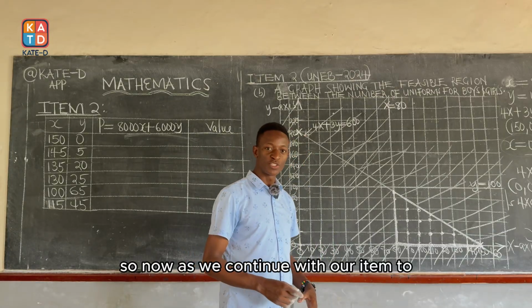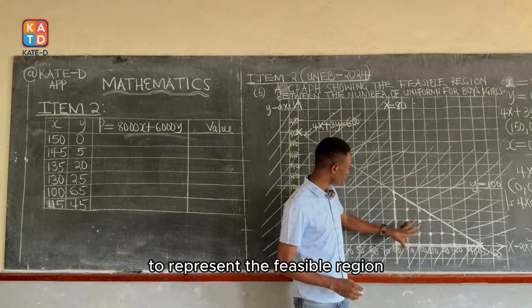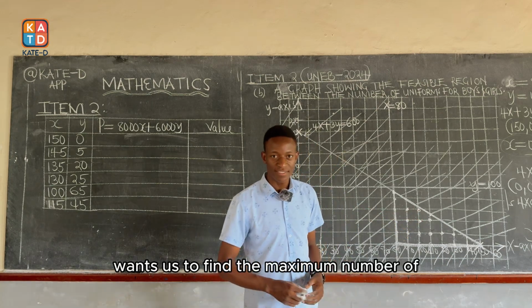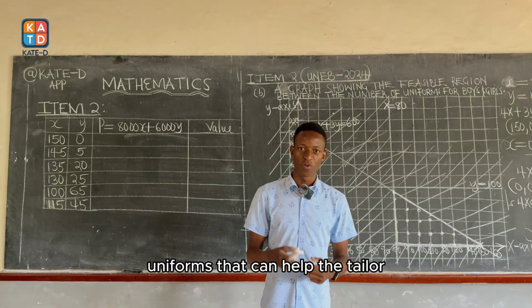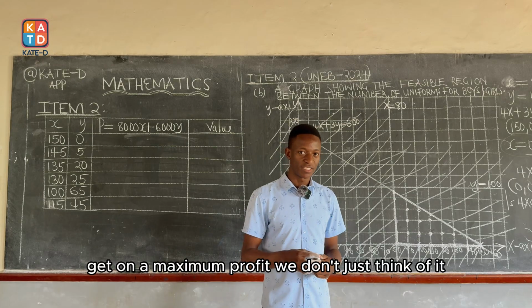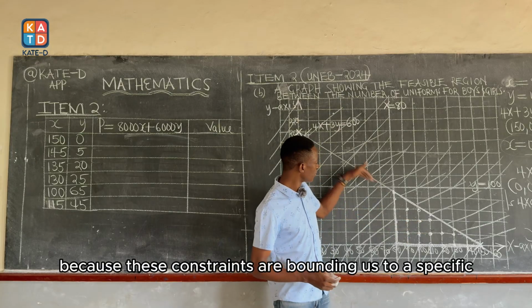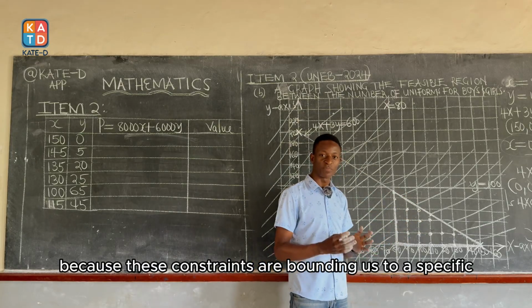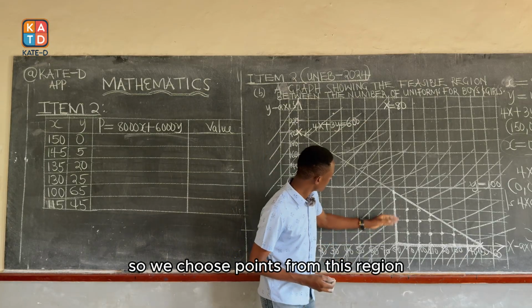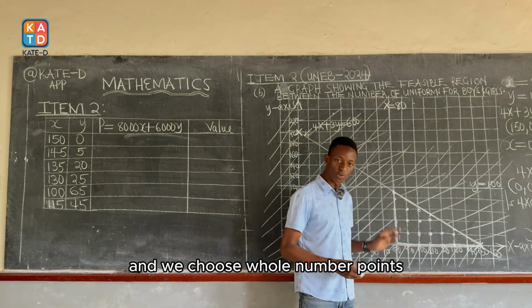So now, as we continue with our item 2, having drawn on the graph to represent the feasible region for part B, part C wants us to find the maximum number of uniforms that can help the tailor earn a maximum profit. We don't just think of it, we just use the feasible region that we have got, because these constraints are bounding us to a specific number of uniforms that can give us the maximum profit. So we choose points from this region and we choose whole number points.